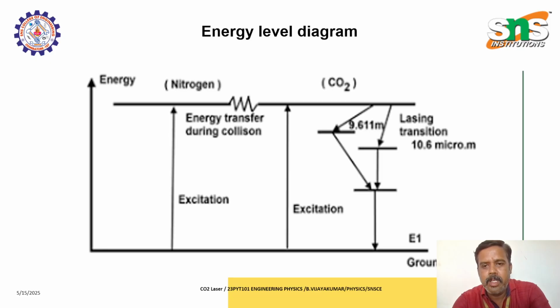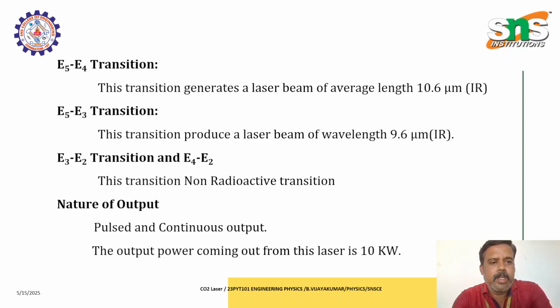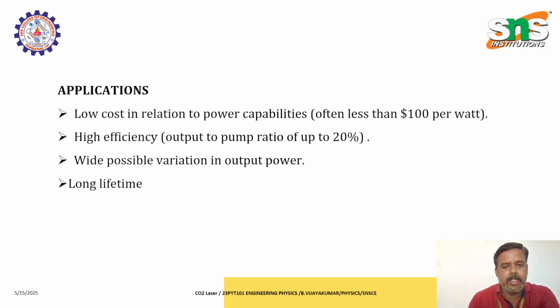One transition is at 9.6 micrometer and another at 10.6 micrometer. The different transitions are E5 to E4, E5 to E3, and E3 to E2. E5 to E4 is at 10.6 micrometer wavelength, and E5 to E3 is at 9.6 micrometer. Both are in the IR region. Then E3 to E2 is a non-radiative transition. The nature of the output is both pulsed and continuous.